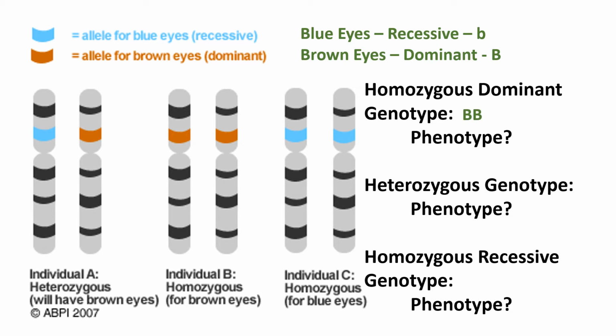So your genotype would be big B, big B. You are homozygous, which means the same, and dominant, which means it's going to be the capital allele. And your phenotype would be brown eyes. Now, what if you had the heterozygous genotype? What would that look like, and what would your phenotype be?